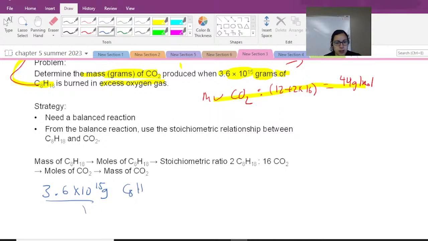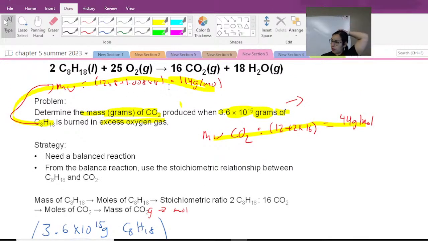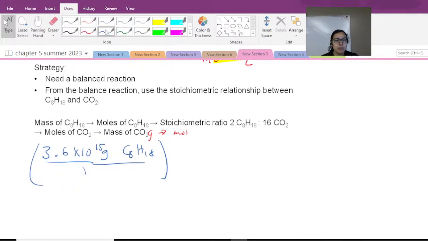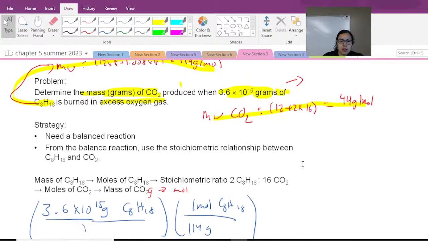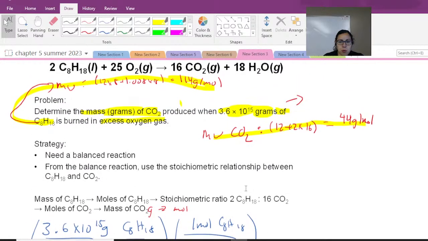So octane. So now we go grams. So we want to go from grams to moles, right? So now we plug in our molecular weight of octane. So 114 grams for every 1 mole of octane. And so we wanted to just set this up in one big math thing.